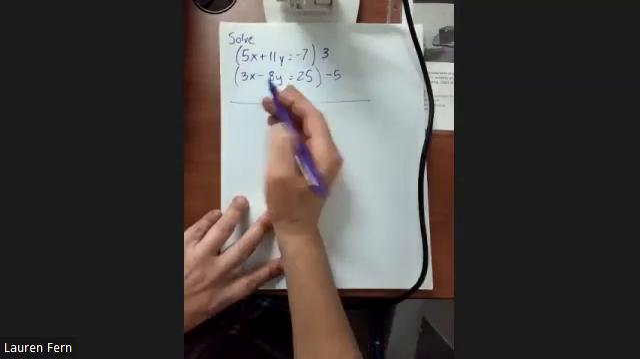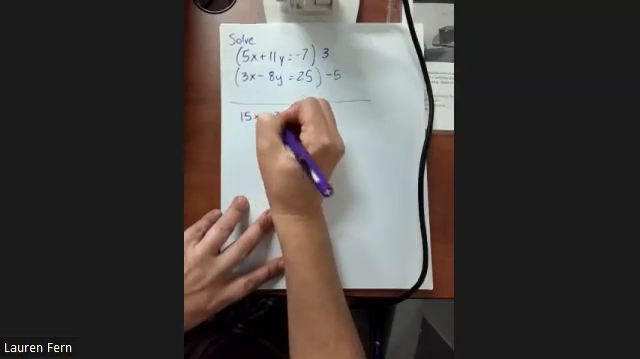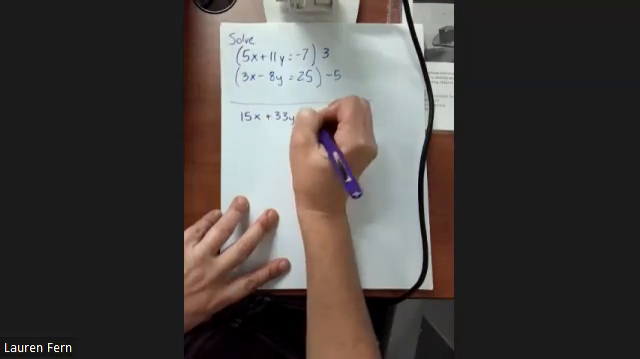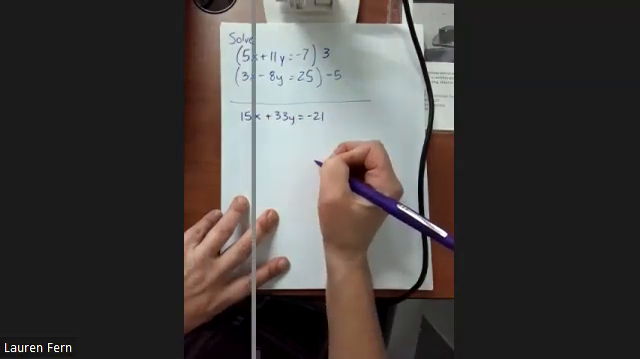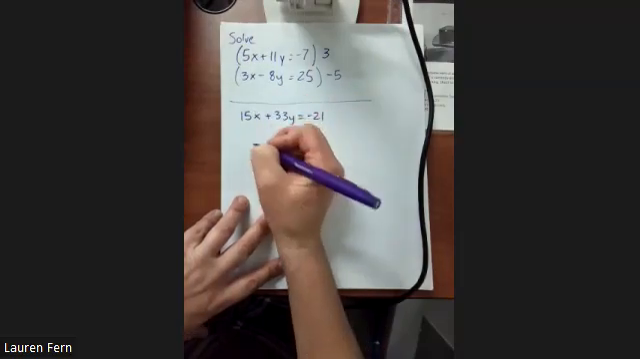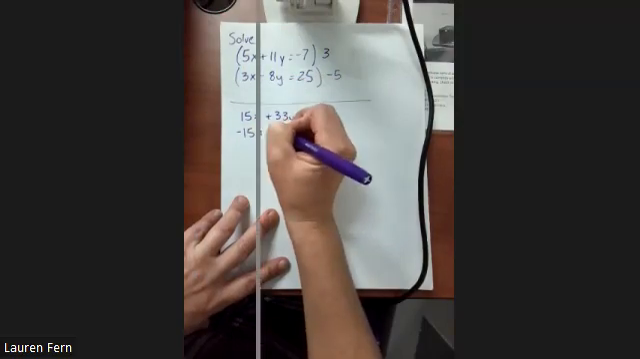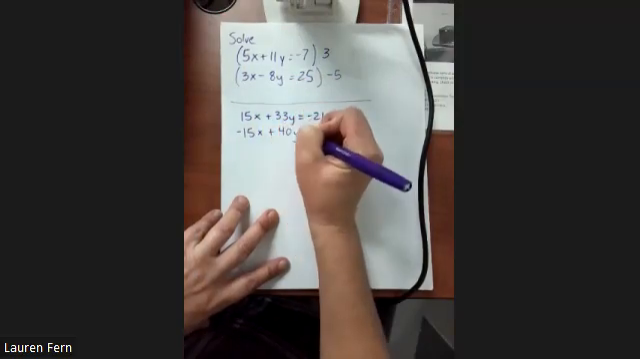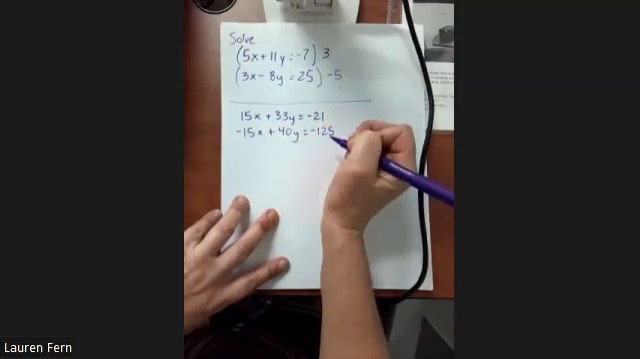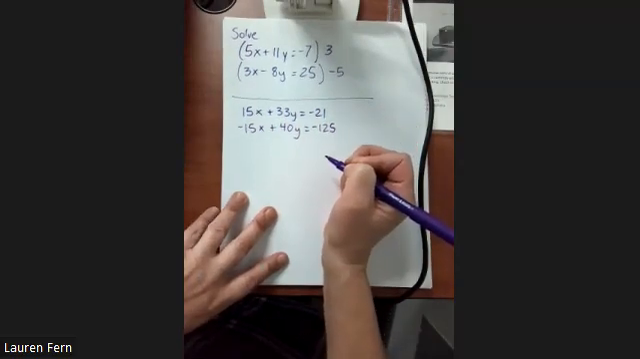If I take my top equation and multiply through by 3, do y'all agree I get 15x plus 33y is -21? And in my bottom equation, if I multiply through by -5, I get -15x plus 40y equals -125. If you have a question, you've got to stop me.